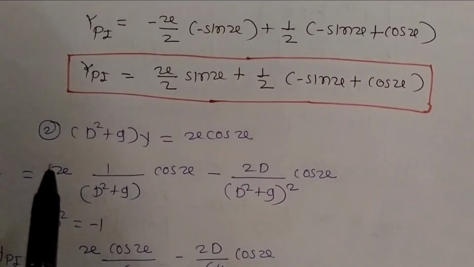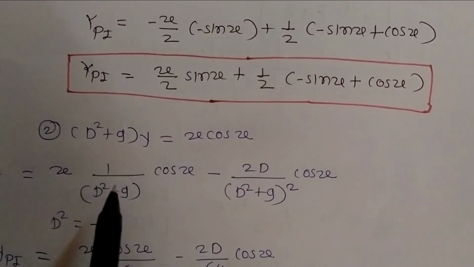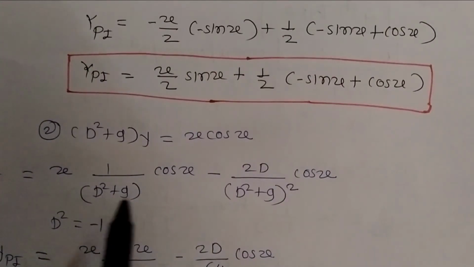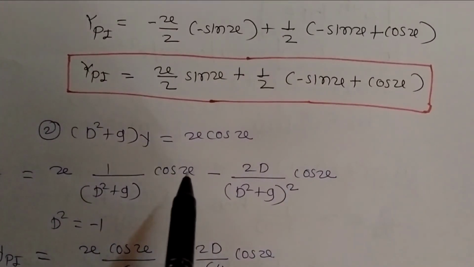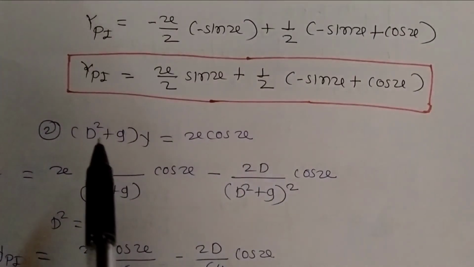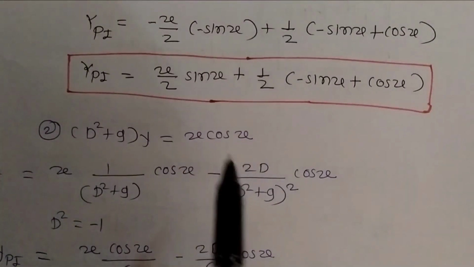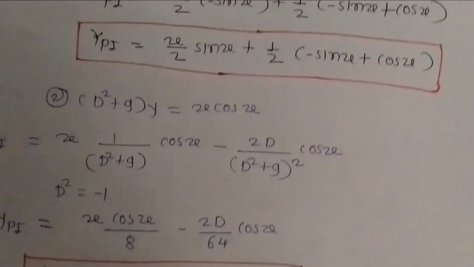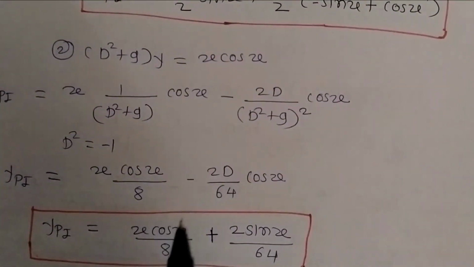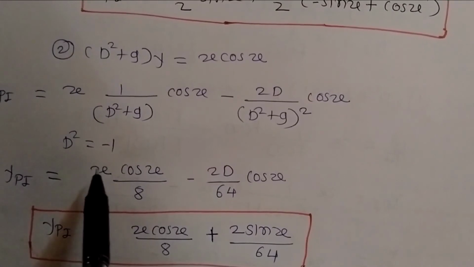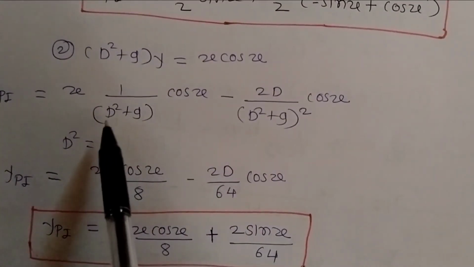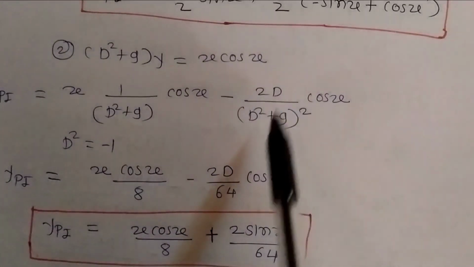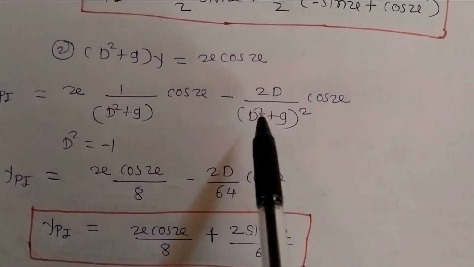Then we have to solve that in this way, that is x into 1 upon f of D, that is 1 upon D square plus 9 into f of x, that is cos x, minus f dash of D, that is 2D upon D square plus 9 whole square into cos x. Then we have to put D square is equal to minus 1. So when we put D square is equal to minus 1, that is 1 upon, this is x cos x, that is minus 1 plus 9 is 8, minus 2D upon minus 1 plus 9.